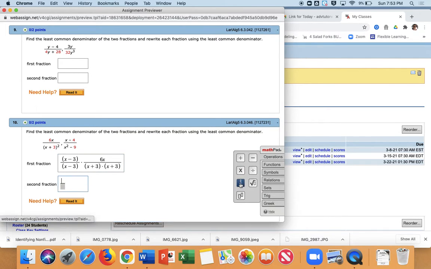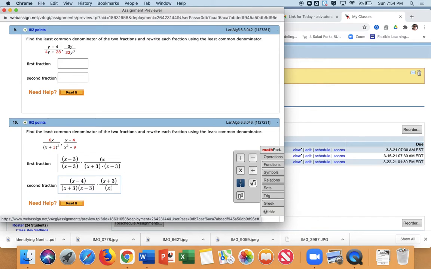Down here, this fraction on the right was factored to x plus 3 times x minus 3. So what I would want to multiply it by would be another x plus 3 over x plus 3. If we look at this, notice I'm going to have an x plus 3, an x minus 3, and an x plus 3. Notice the denominators are the same.